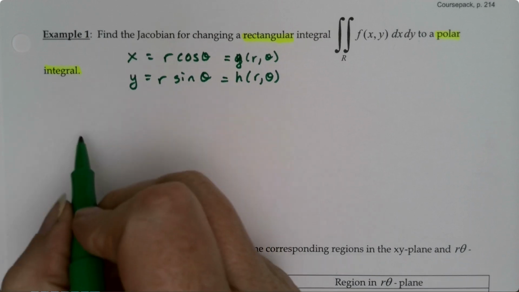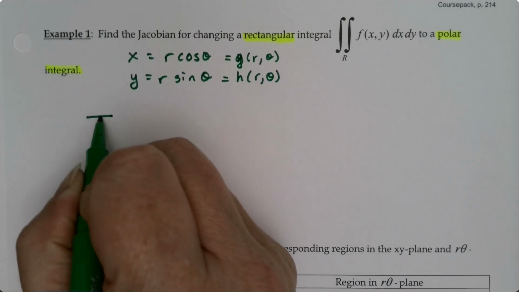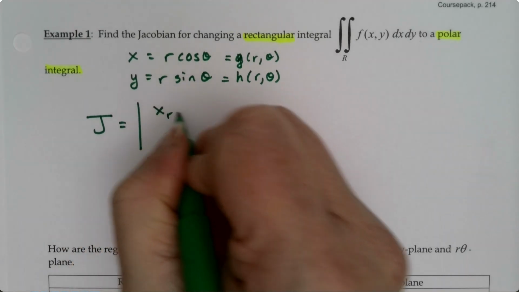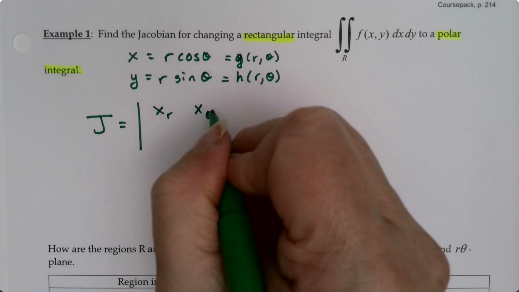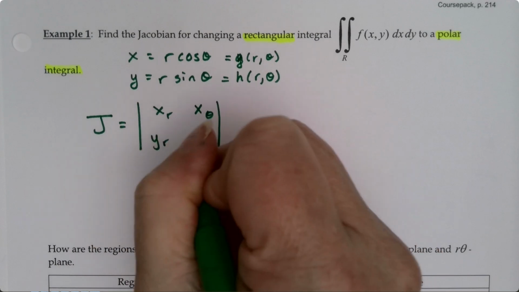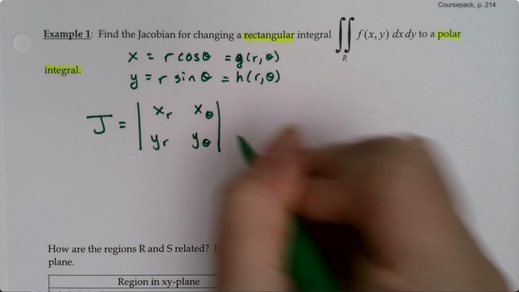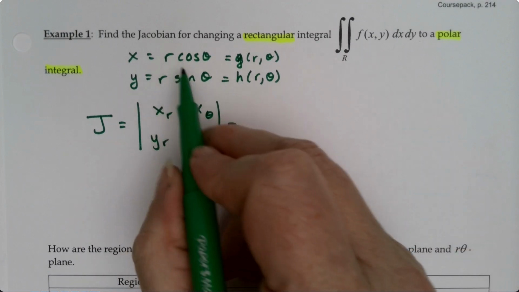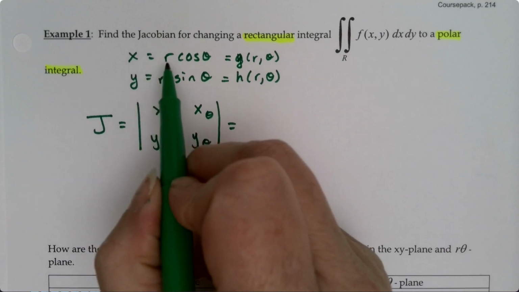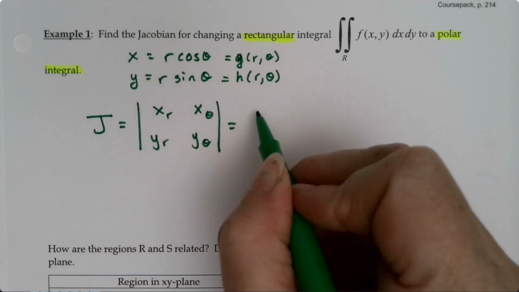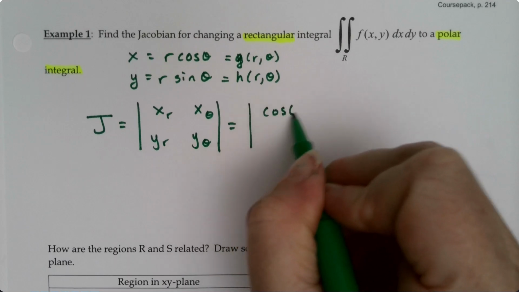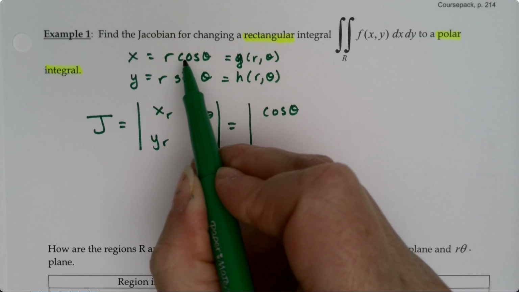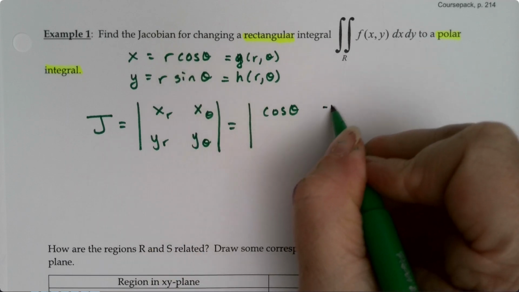And we've actually already done this before, but let me show it to you. So that Jacobian would be equal to x sub r, x sub theta, y sub r, y sub theta, right? Because r is my u and theta is my v. And so x sub r, the derivative of this with respect to r, would be cosine theta. The derivative of x with respect to theta would be negative r sine theta.